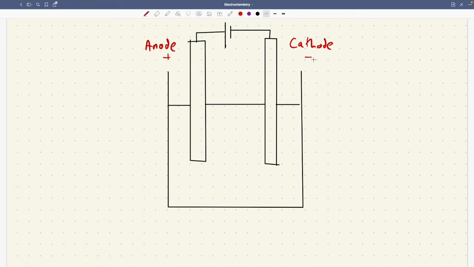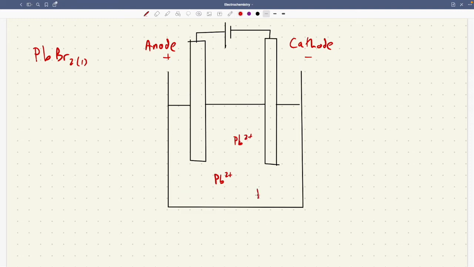Let's start to put some more information. So we were doing the electrolysis of molten lead bromide. Lead bromide in the liquid phase. So in here, we're going to have lead cations. I like to draw a few in there.